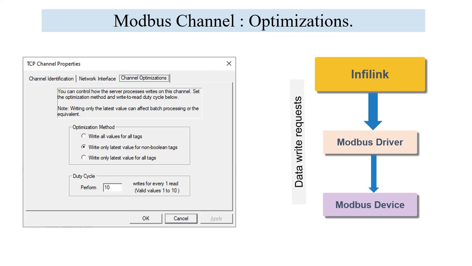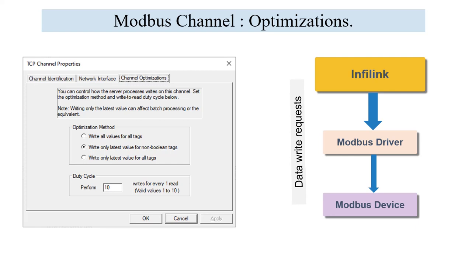The Modbus driver builds up an internal queue for each tag for incoming data write requests and attempts to send all the data write requests to the device on a first in first out basis. We need to optimize this operation in case the queues get long.